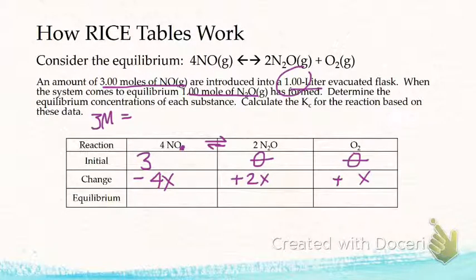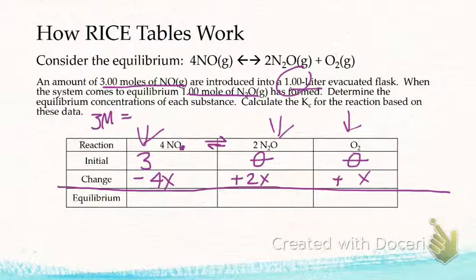The main question is why is this side minus, why is this side plus? And to reiterate, because NO is disappearing, so we're going to take some away, and the products are appearing, so we're going to add some. Okay? So then at equilibrium, I like to draw this little line underneath so I can show that I'm going to basically add the two terms together. So at equilibrium, the NO is 3 minus 4x. This is plus 2x, and this is plus x. So those would be what the at equilibrium is.